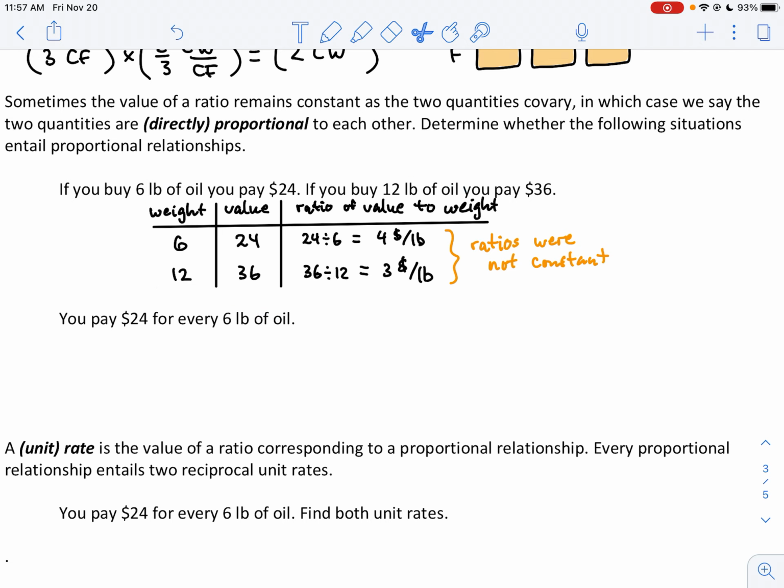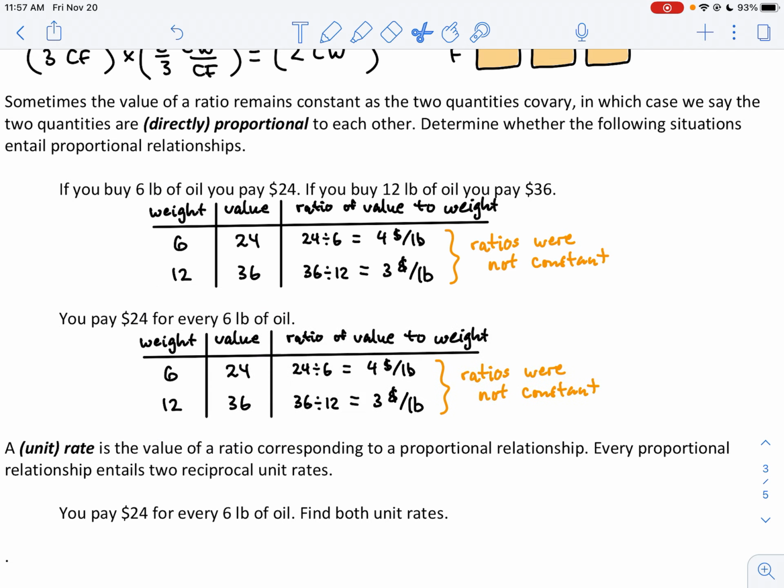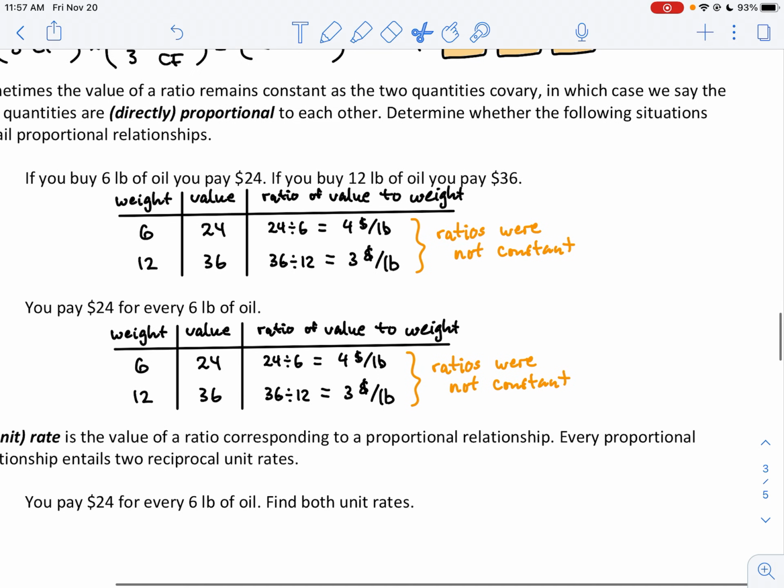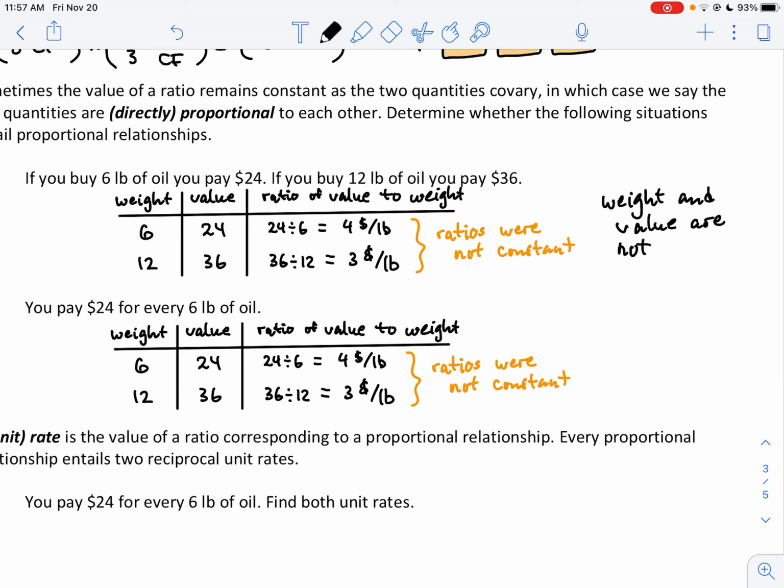just copy all that. Oh, let me make a conclusion over here as well. We're going to say weight and value are not proportional or directly proportional.